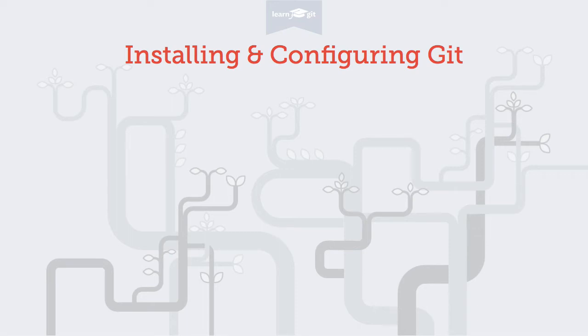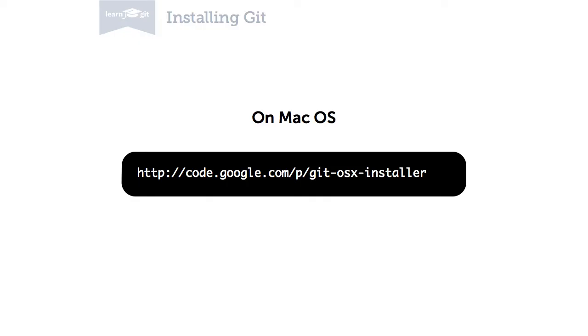Today we'll talk about installing and configuring Git on your computer. If you're on Mac OS, you can use a comfortable one-click installer. You can then use Terminal.app to work with Git. You find this in the Utilities group of your Applications folder.